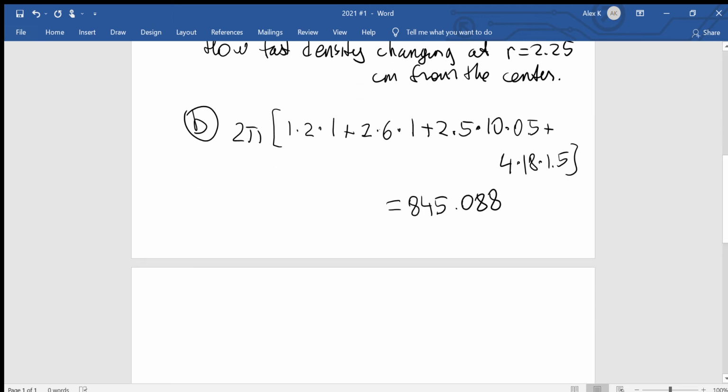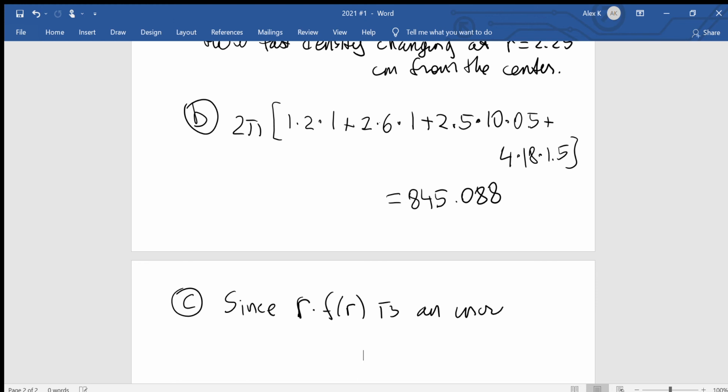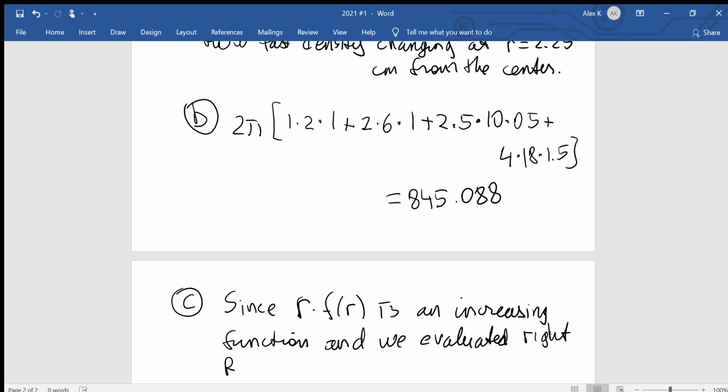Okay, so let's go ahead and do that. I do need to scroll to the next page here. So all we need to do here is write the explanation. So part C: since r times f of r, so r is increasing, f of r is increasing, that means the product is an increasing function. And we evaluated the right Riemann sum. This is an overapproximation, an overestimate. Okay, and that takes care of this.